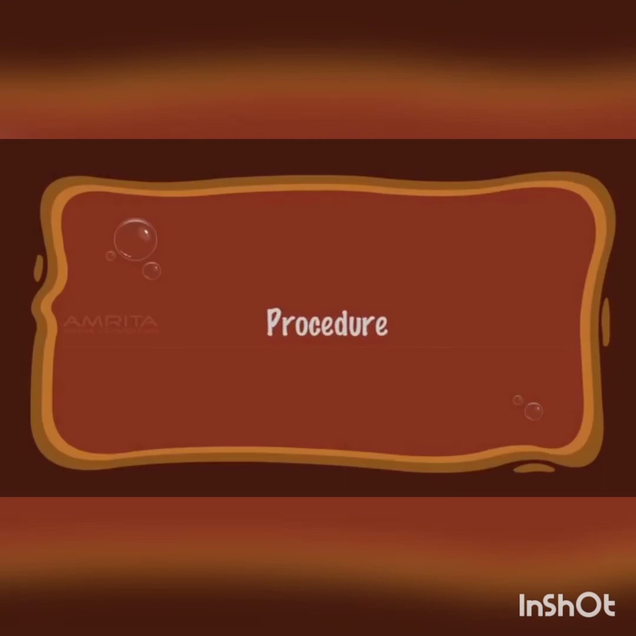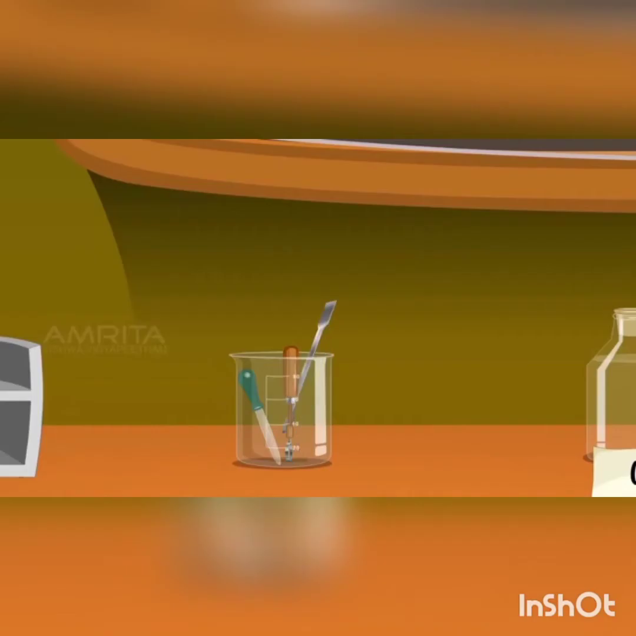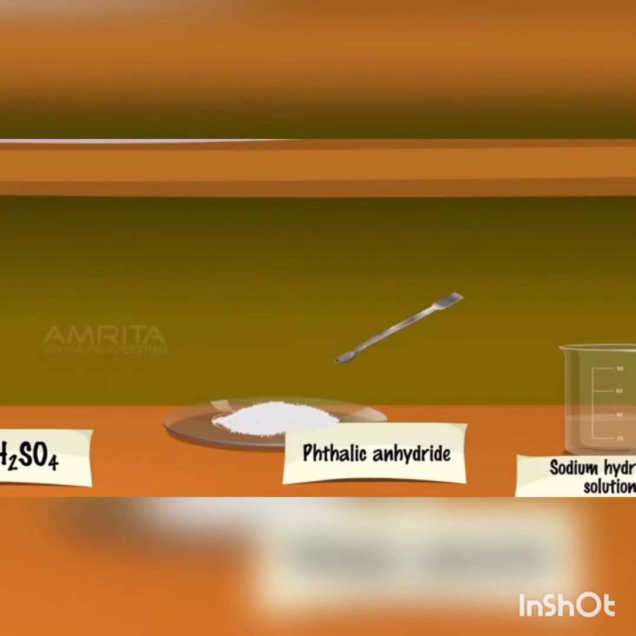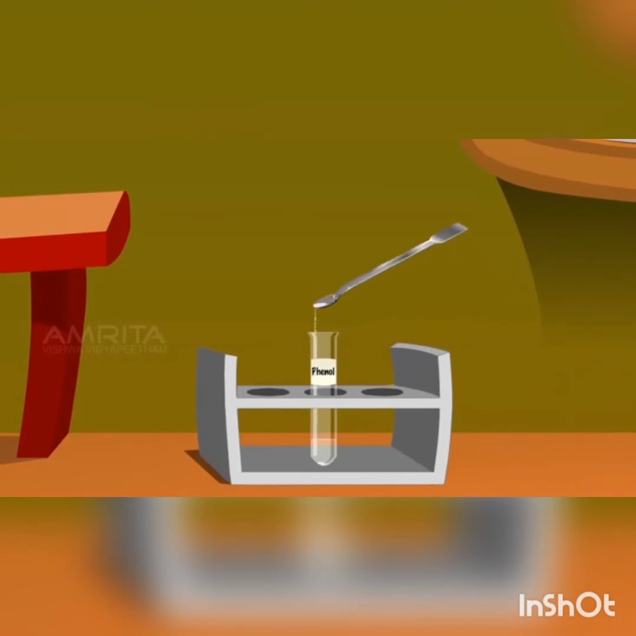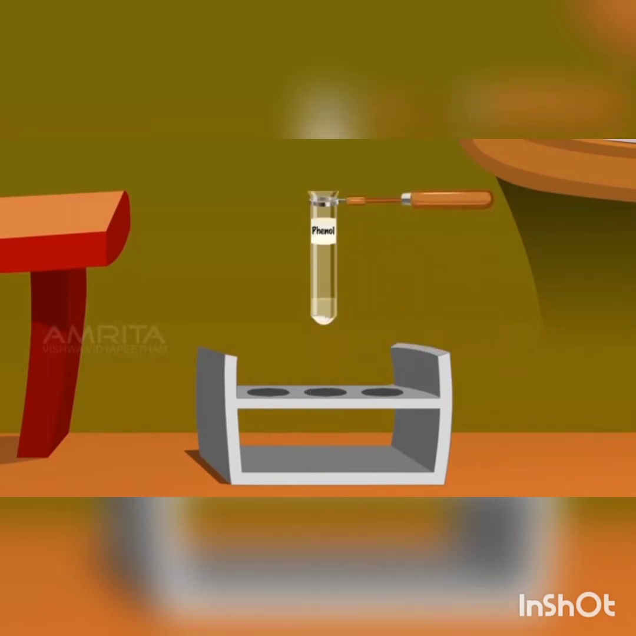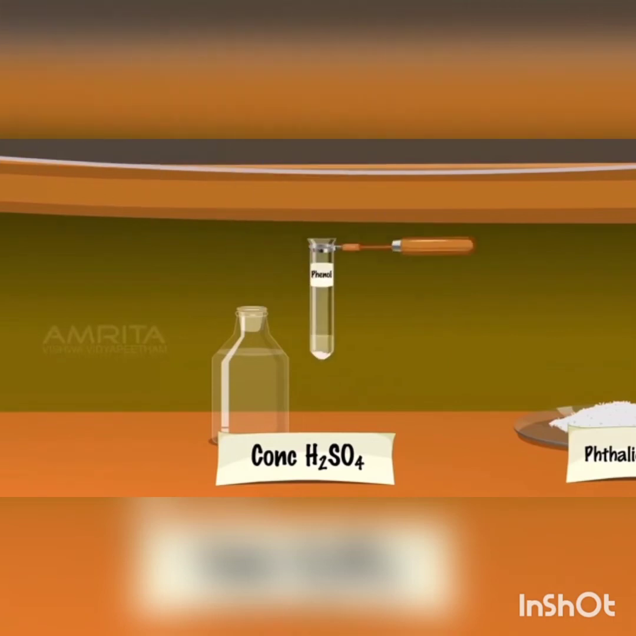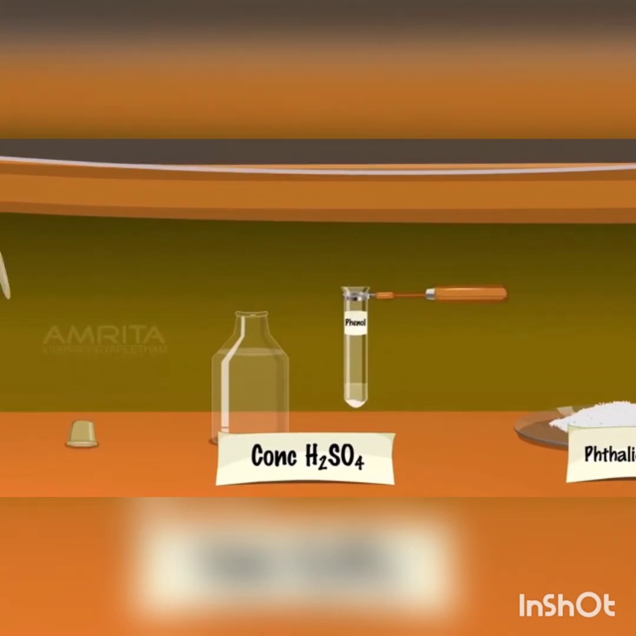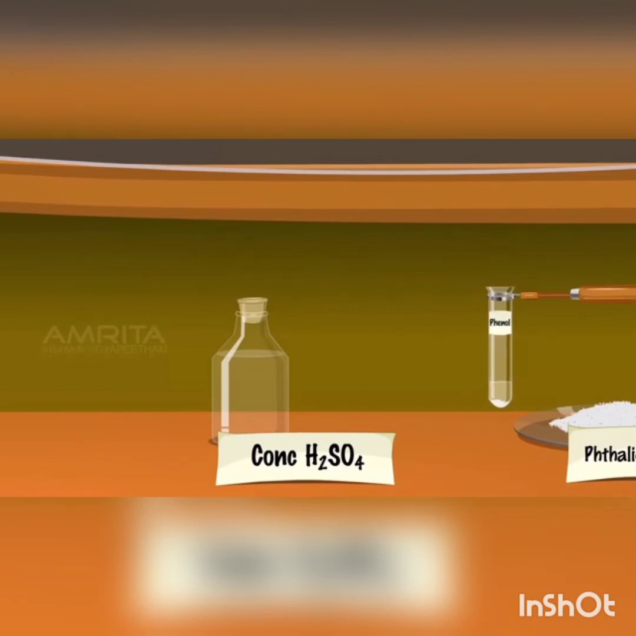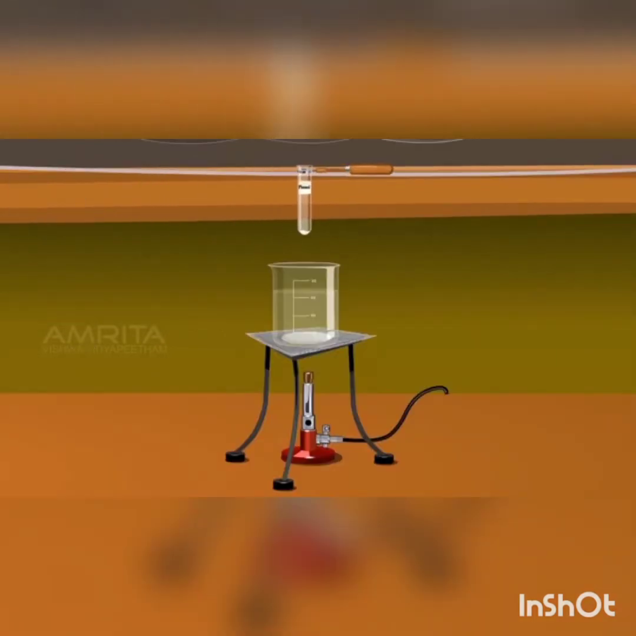Phthalein dye test. Procedure. Take a small quantity of phenol in a test tube. Using a spatula, take a small quantity of phthalic anhydride, add it into the test tube containing phenol. Take the test tube using a test tube holder. Using a dropper, add a small quantity of concentrated sulfuric acid to the test tube. Heat the contents of the test tube in an oil bath for about 1 minute.